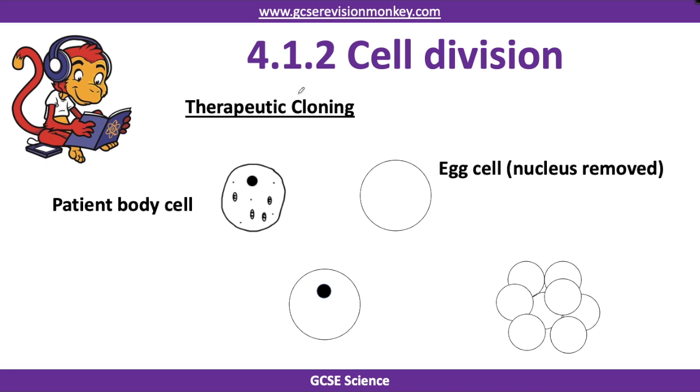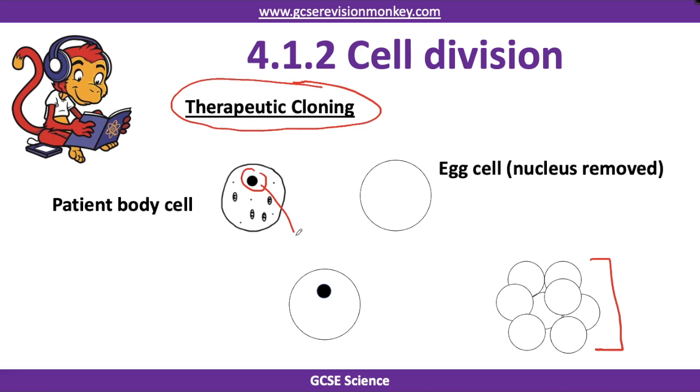Where the stem cell technology is going ahead with humans is in something called therapeutic cloning, so using cloning for treating disease. And with therapeutic cloning, an embryo is produced, so this ball of cells down here, with the same genetic information as the patient. And how they do this is they take the body cell from a patient and they take out the nucleus, because that contains the DNA.